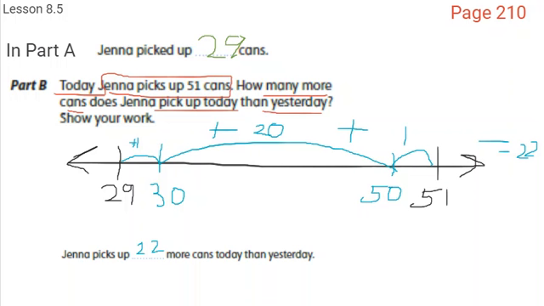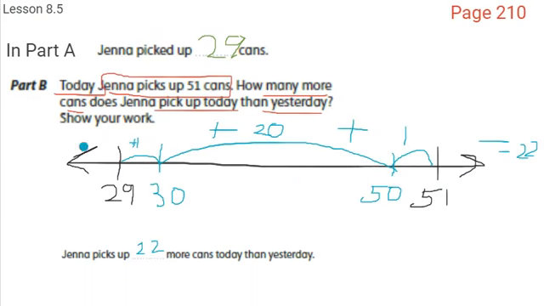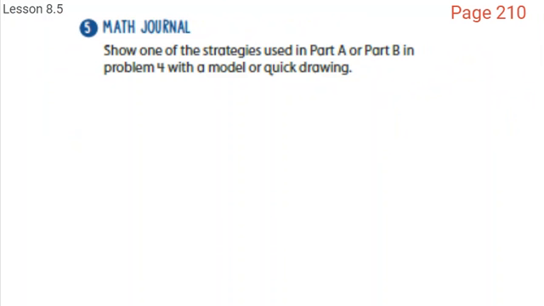Notice how we're writing this out. All right, so this is where it says, show one of the strategies used in part A or part B in problem 4 with a model or quick drawing. This is up to you. You can take a look at your models here and see how we're drawing things out. This is your individual thing, just to give you a better understanding. Verify, validate, and use what you know works best.